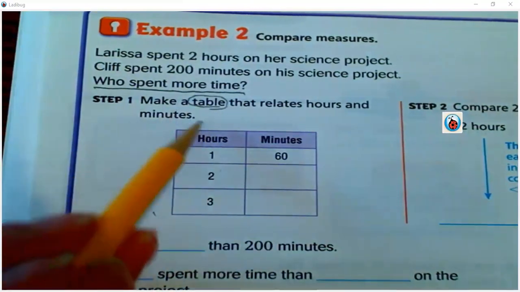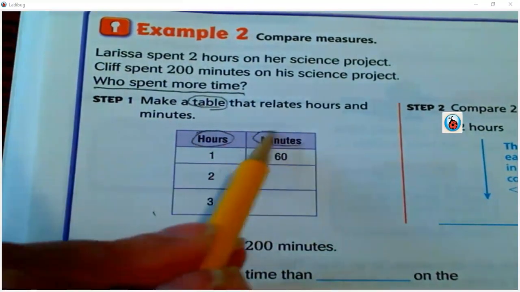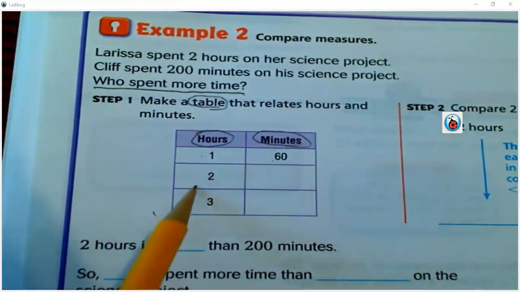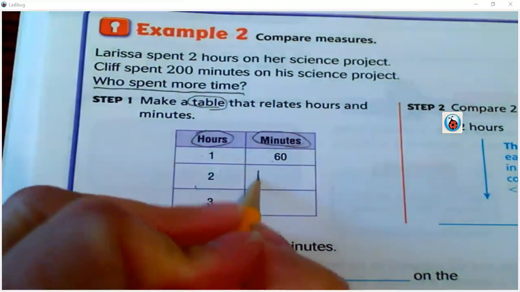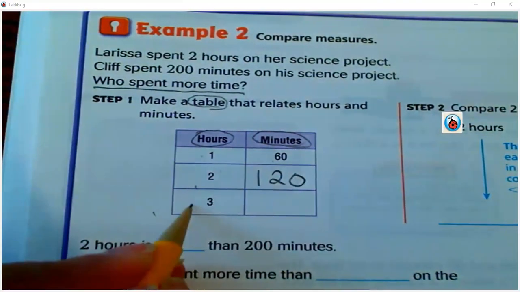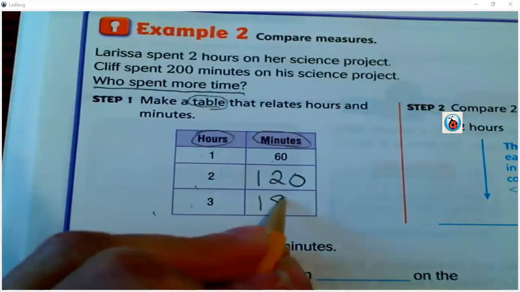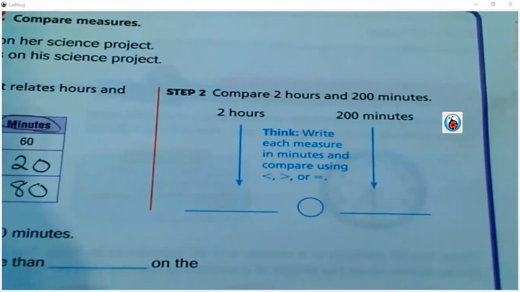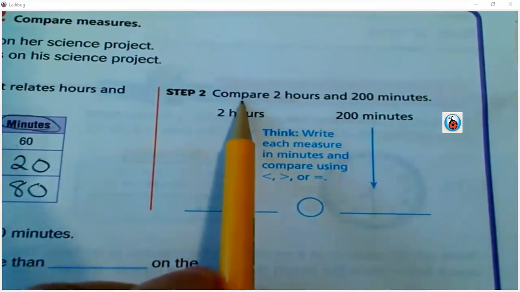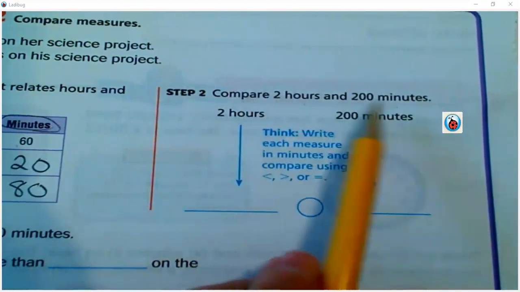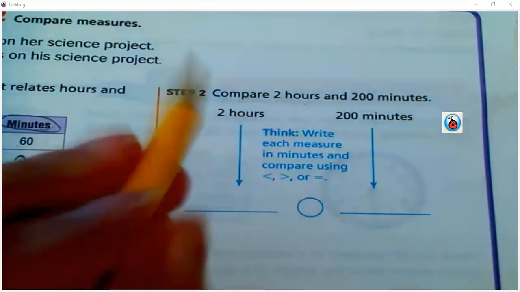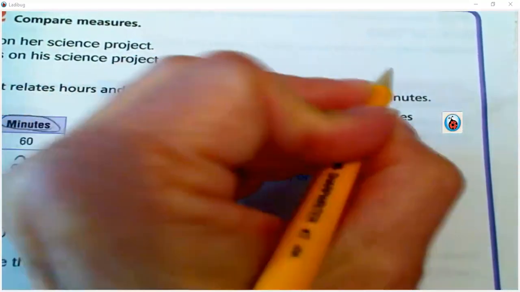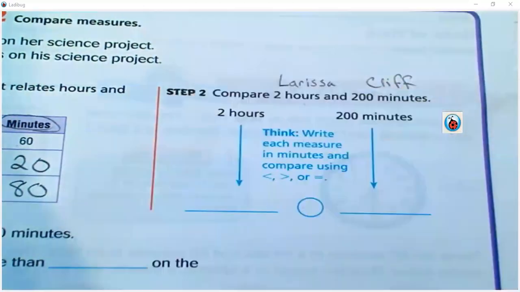So if we make a table with hours and minutes and fill it in, I know that 1 hour is 60 minutes. So 2 hours is 120 minutes. And 3 hours would be 180 minutes. Okay, well, let's move this over and let's make a comparison here. So we just said we're going to compare 2 hours and 200 minutes, right? This is how much time Larissa spent, and this is how much time Cliff spent on their science project.